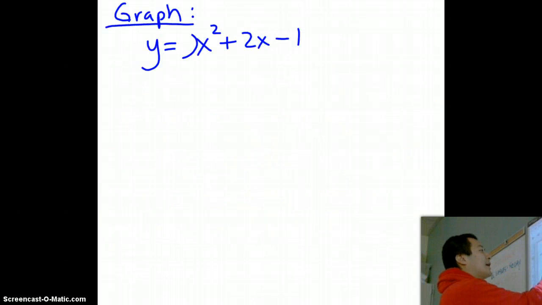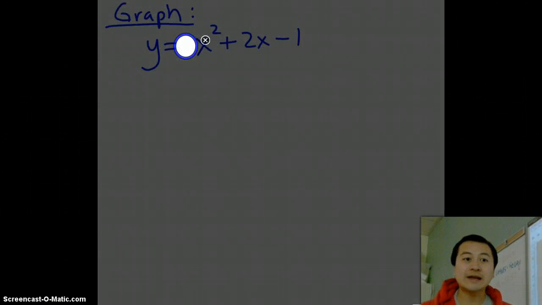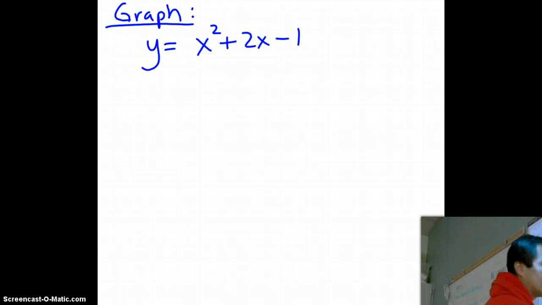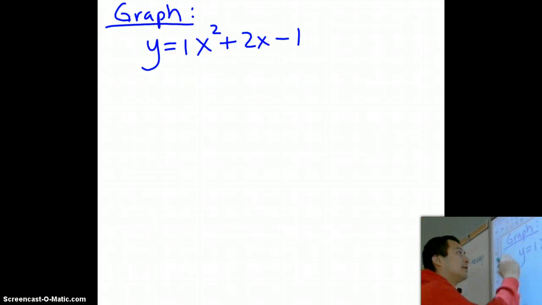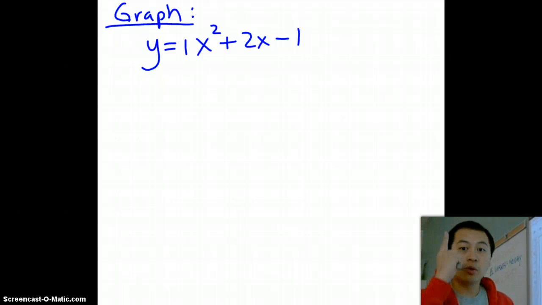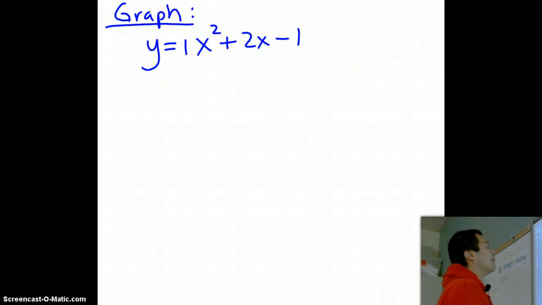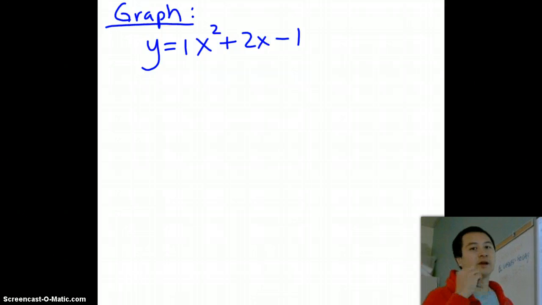Take a look. What's our A right here? What's that number in front? You don't see anything, but what number is really there? The number really there is 1. So that's positive. This is going up. First thing I do is find my vertex so I can start plugging in points. Find my vertex.